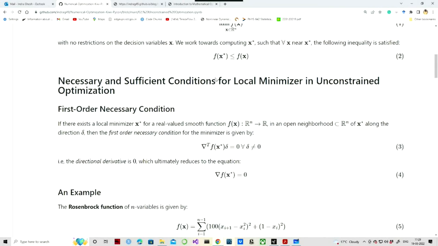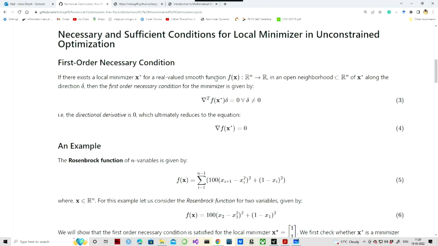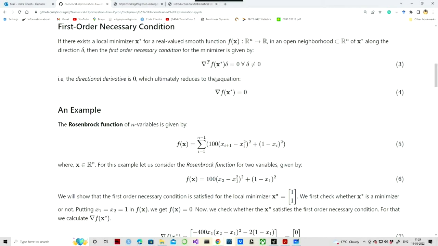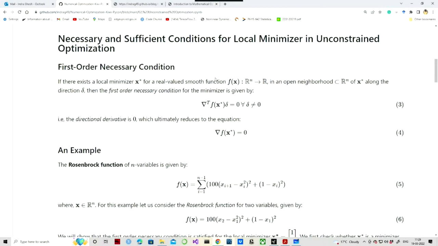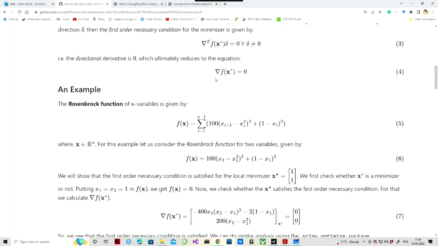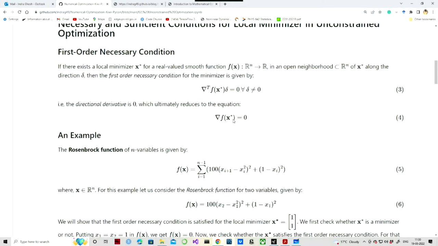Then there are necessary and sufficient conditions for the optimization algorithm to work. If you want more detail, just follow Nocedal and Wright. But for now, there are two things: the first order necessary condition and the second order necessary and sufficient condition. The first order necessary condition means that nabla f of x star should always be zero. But as we are doing numerical work, it should be very, very close to zero, on the order of 10 to the minus 4 or 5. That's a good thing to aim for. So this is the first condition to be maintained.